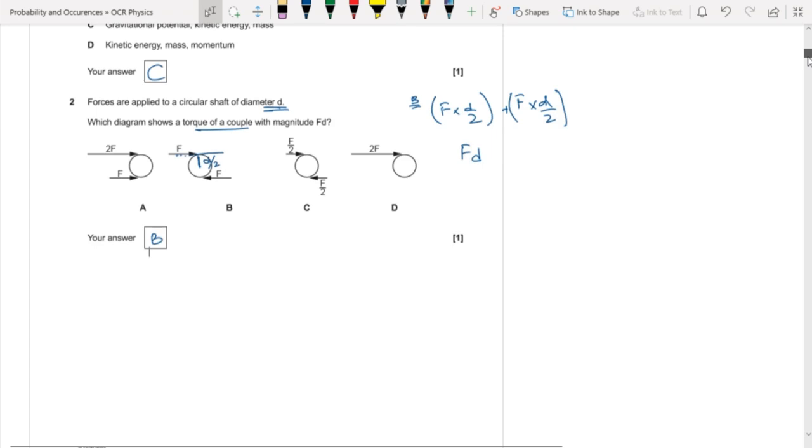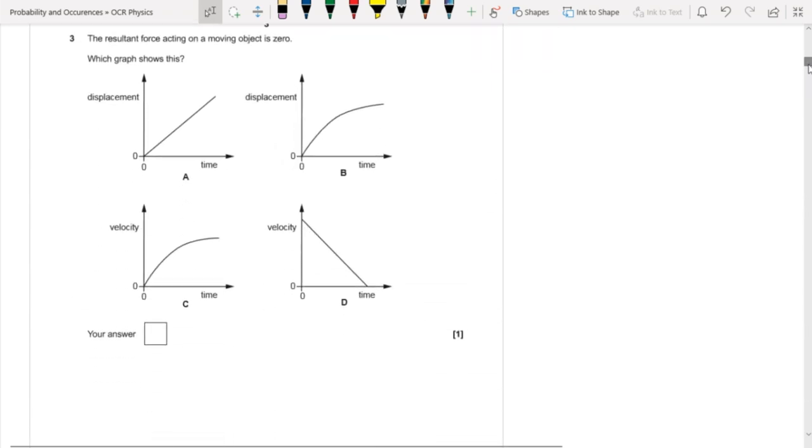Moving on, question number 3. The resultant force acting on a moving object is 0. So there is no net force on that object. Which graph shows this? When there is no net force acting on the object, with Newton's second law, the acceleration is 0. And if the acceleration is 0, that means the object is moving with a constant velocity. So C and D are out because we see these are not constant velocities. So it's between A and B.